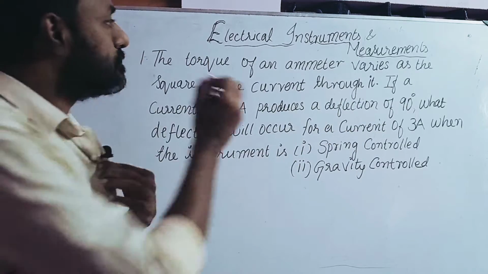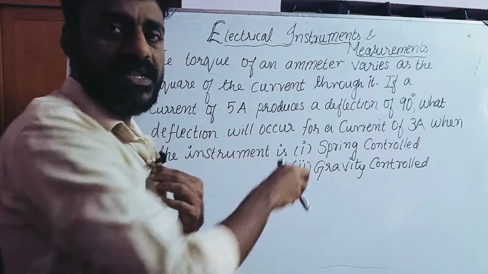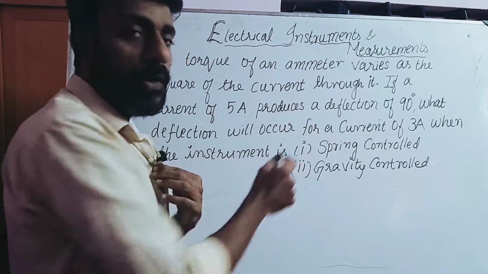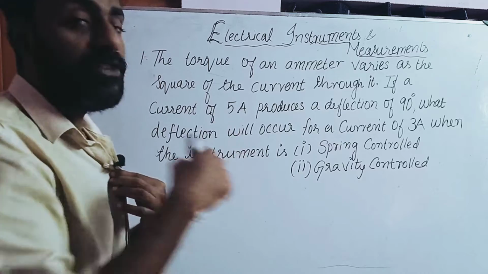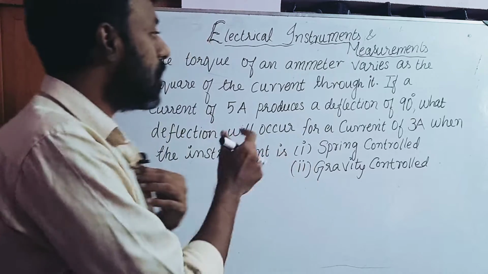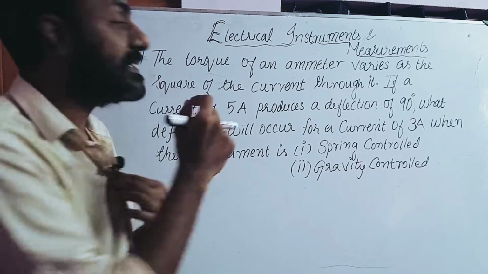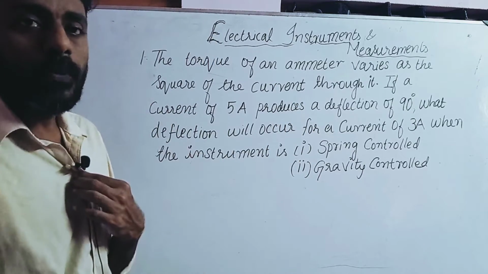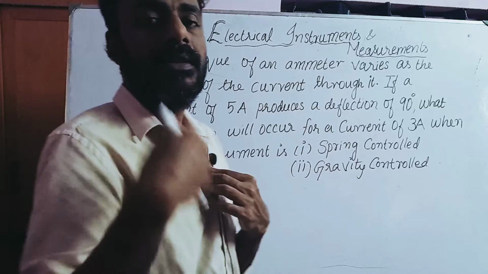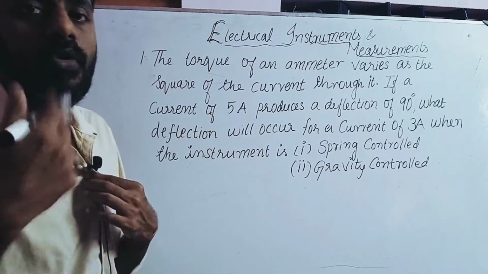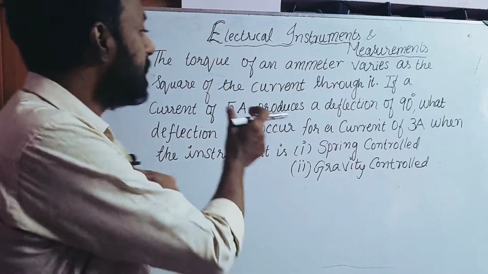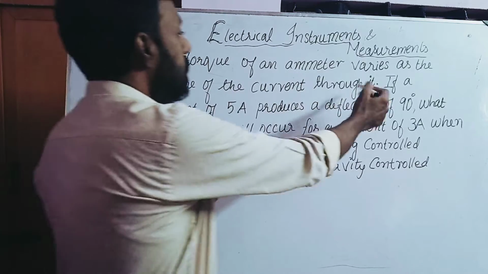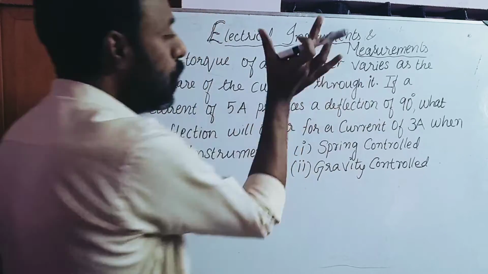So the torque produced in the ammeter is proportional to the square of the current. It is not in power of 1, but the current is in the power of 2. You will get values like 2 squared, 3 squared, 4 squared or 5 squared. That is the square of the current. This is what is being told here.